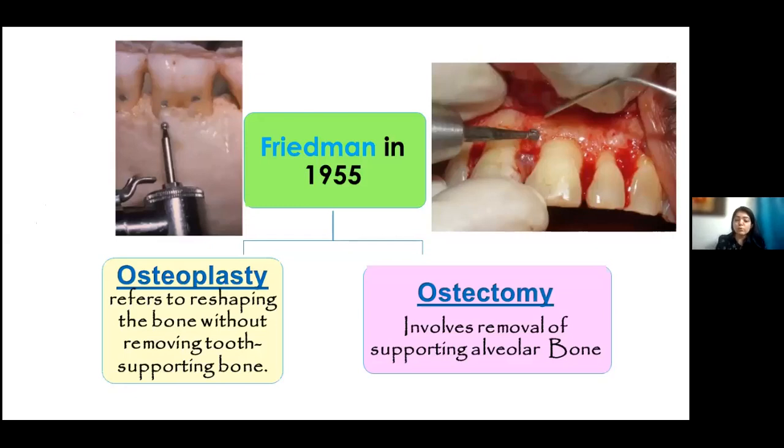Okay, tooth supporting bone is what? Alveolar bone. Yes. Okay, so around the socket of the tooth, right? Tooth supporting bone, your interdental, right? So when any procedure involves your tooth supporting bone, then it becomes osteectomy. Otherwise, any reshaping of the alveolus is your osteoplasty. Okay.